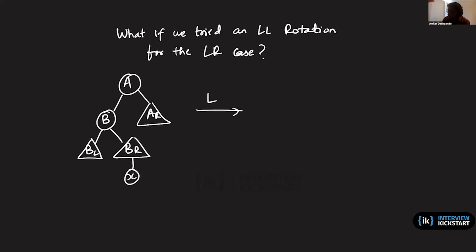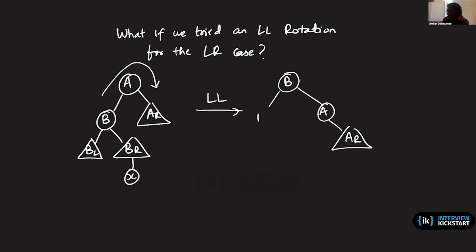And if we do an LL rotation, then B would rise to the surface. It would be like that. A would be pushed down. A sub R would continue to be where it is. B sub L would also continue to be the left child of B, but the right child of B would be pushed here. And this is the child in the right subtree, which is the subtree that contains X.